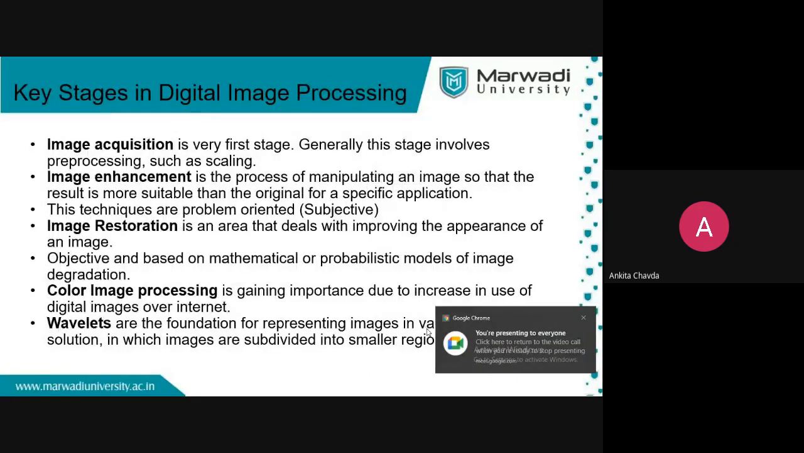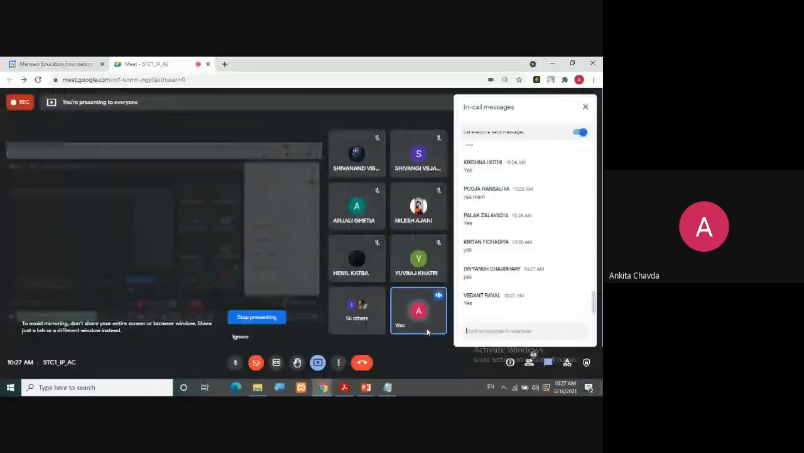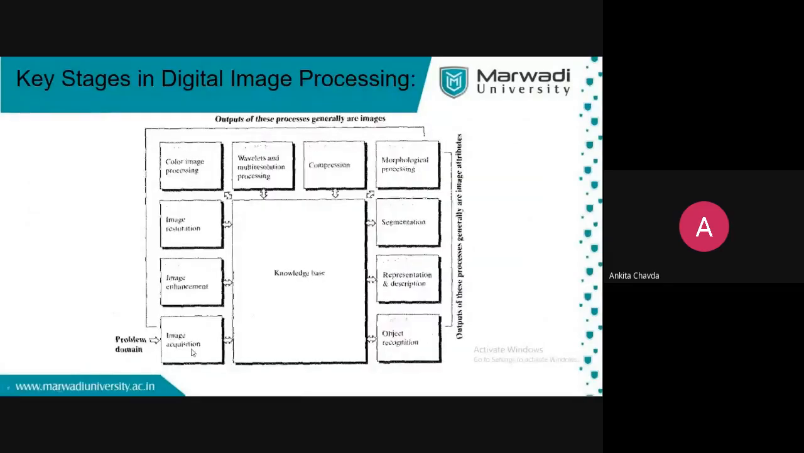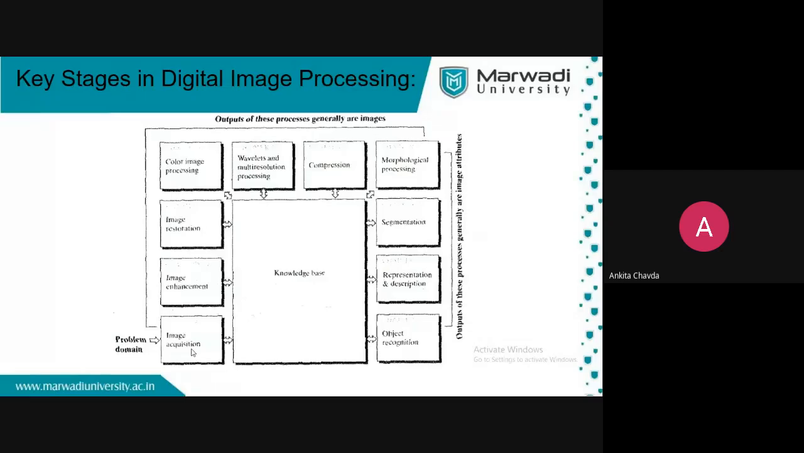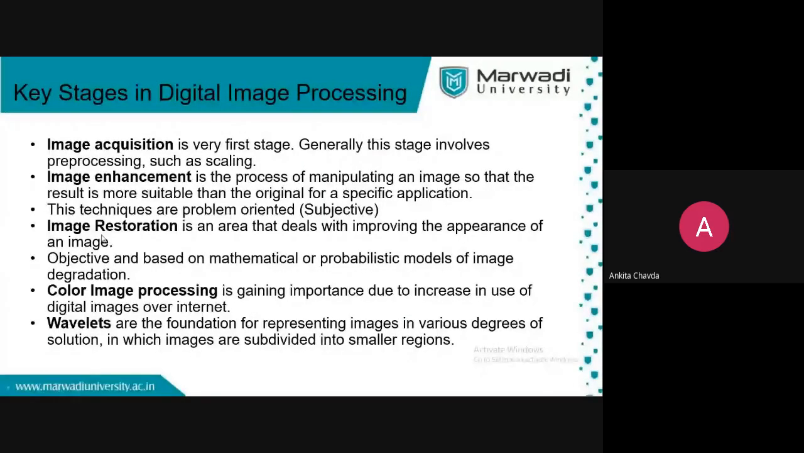So the next is image acquisition. We are seeing each and every term again, right? What is this image acquisition? A small definition kind of thing. The first is image acquisition, a very first stage. Generally, this stage involves pre-processing, such as scaling, right? You can scale up your image. That thing you are doing at the first stage, that is image acquisition.